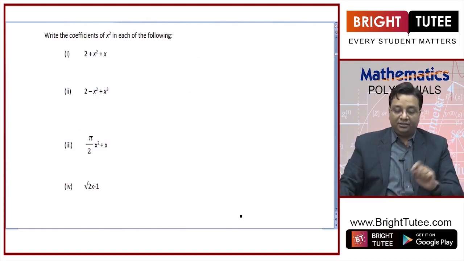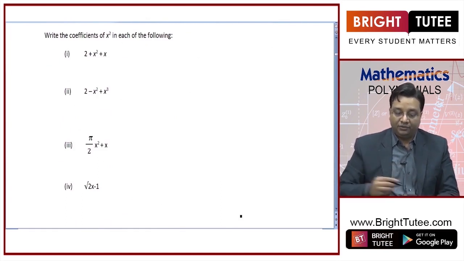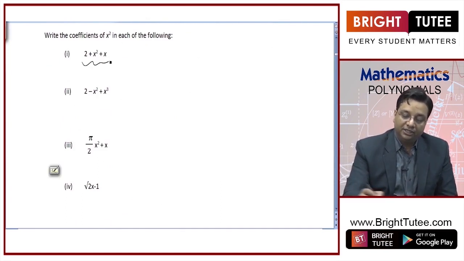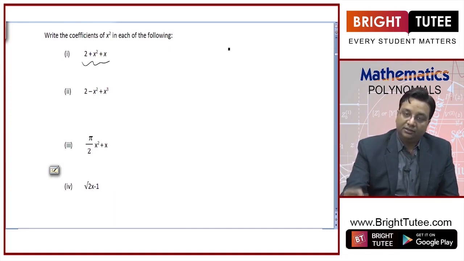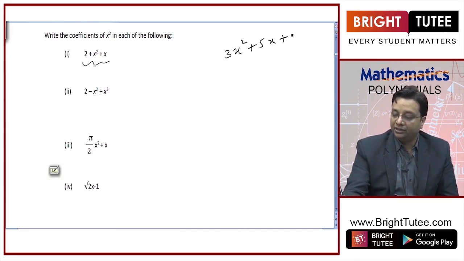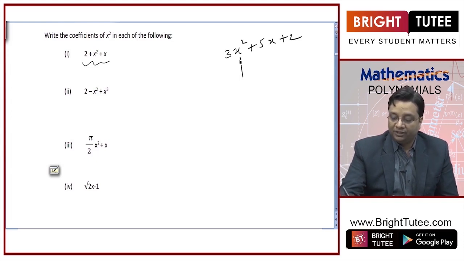Write the coefficients of x square in each of the following. So what is the coefficient? Coefficient is just the constant before that expression. For example, if I write 3x square plus 5x plus 2, what is the coefficient of x square? The constant that is written with x square. Coefficient of x is 5. Constant term is 2.